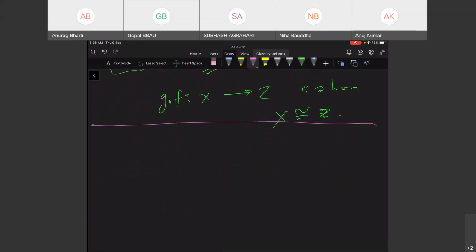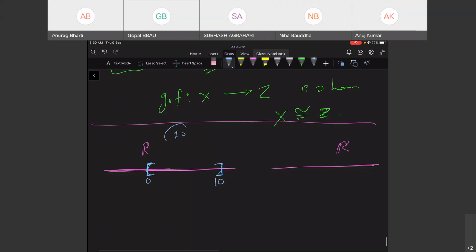I told you that length is not a topological property. Let us see why. We take R with the usual topology on both sides, and give me an interval of length, say, 10. Say 0, 10. Open or closed? You may take any one. Let us take closed. So the length is 10.